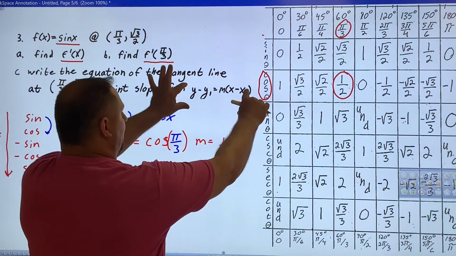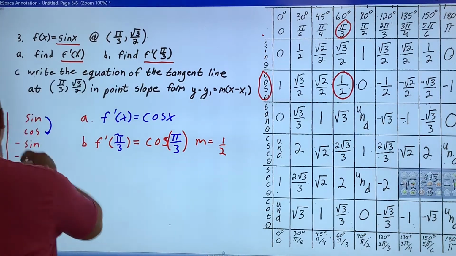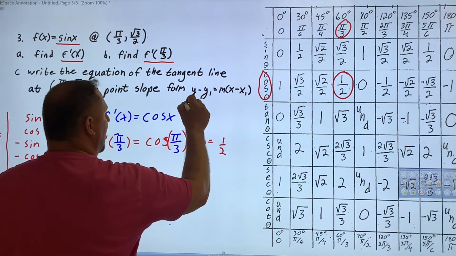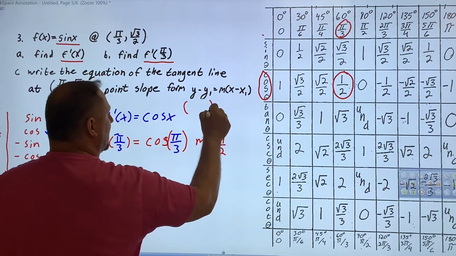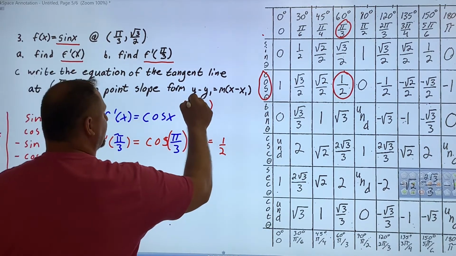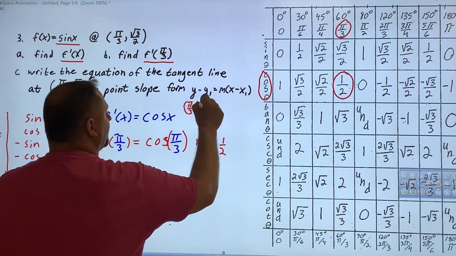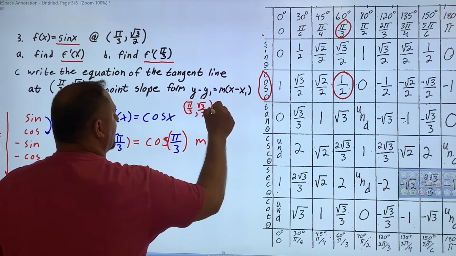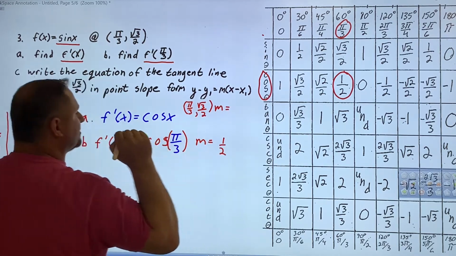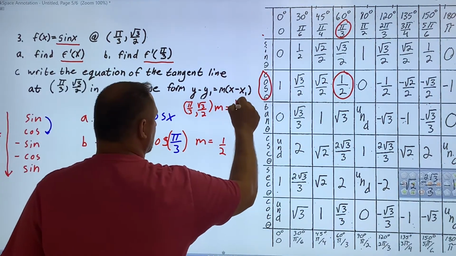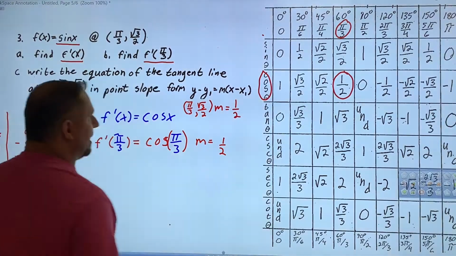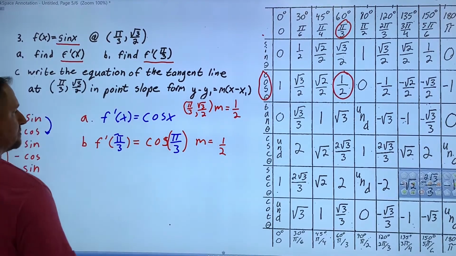So I'm going to come over here, and I'm going to write my point slope form. Underneath this y minus y sub 1, I like to write my coordinate, pi over 3, comma, root 3 over 2, and my slope equals 1/2. Now I'm going to take that and run with it.